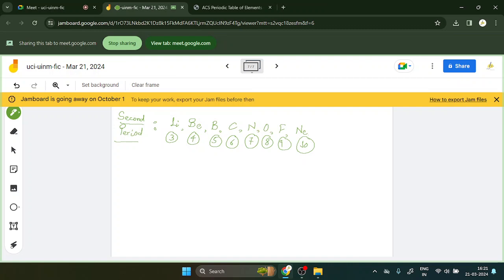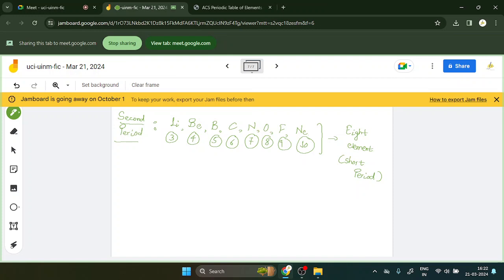And this is the short period. This is called the short period. How many elements are here? 3 to 10. 1 2 3 4 5 6 7 8, 8 elements are there in total. 8 elements are here, and this will be called as what? Short period. Clear? Now one more thing, just let me tell you one more thing here.